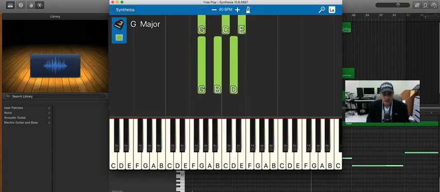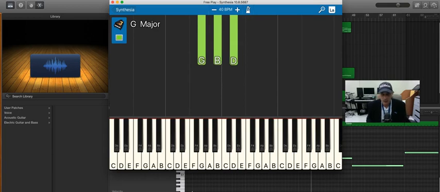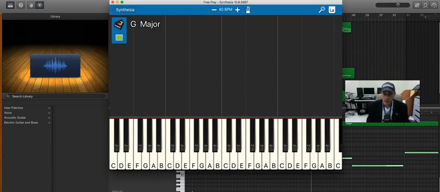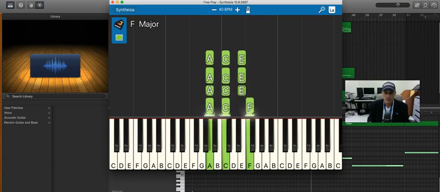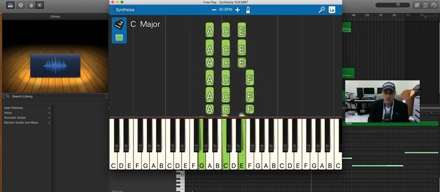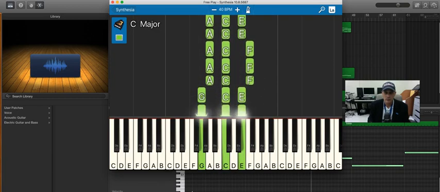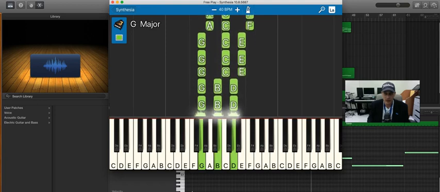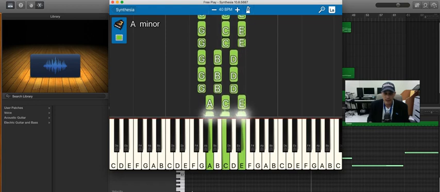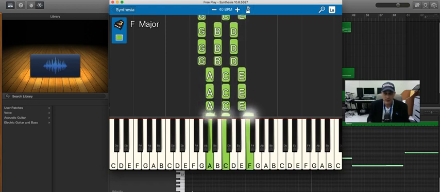Okay, let me go through it one time. Here we go. 1, 2, ready, go. Again, we're using a 1-3-5 grip on ACE. Move your pinky up to F.